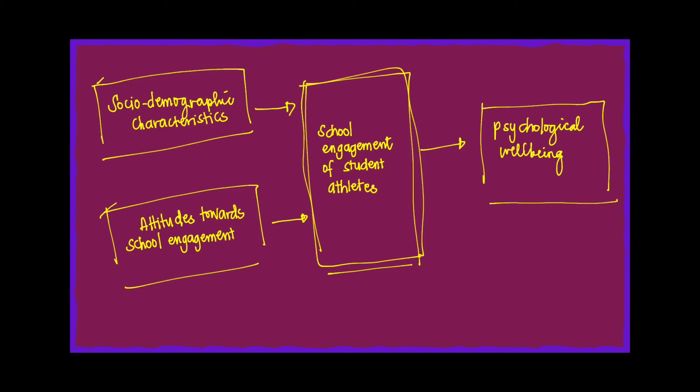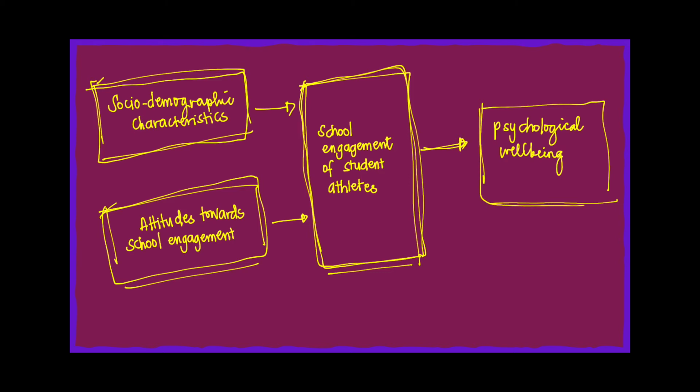So the argument here is that school engagement among school athletes is very important, and the extent to which they engage in school activities is shaped by their socio-demographic characteristics like age, gender, household characteristics, etc. And also, it is influenced by their overall attitudes about school engagement. Do they have positive or negative sentiments over, probably, extracurricular activities, etc.? And also, we are arguing in this study that school engagement of school athletes will improve their psychological well-being. So that is basically the main argument of this hypothetical study.